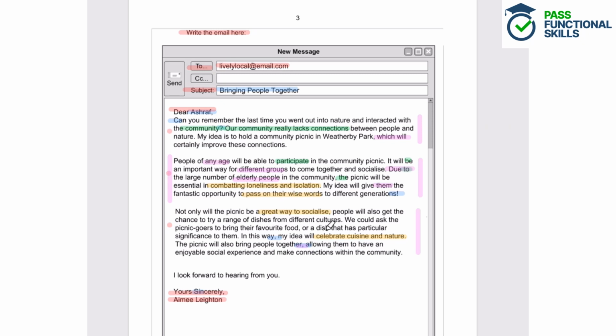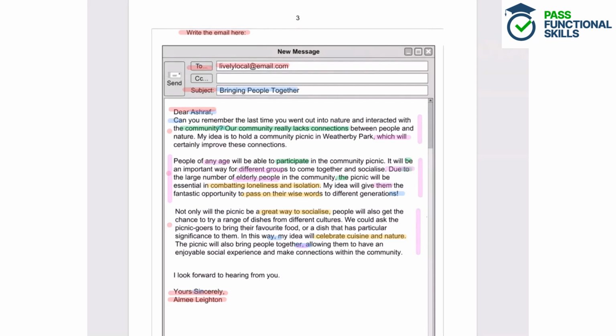So make sure that you're trying to use a few connective words in your answers, you're joining your sentences up together, and your paragraphs flow in a logical order. This will really help you to achieve cohesion in your answers, which will gain you high marks.